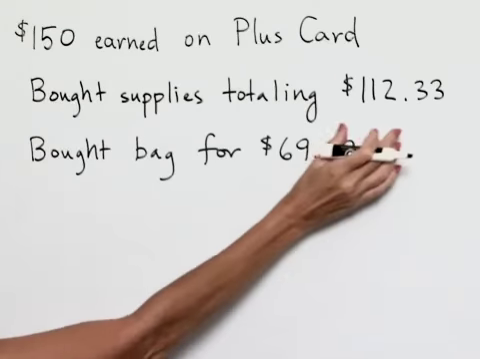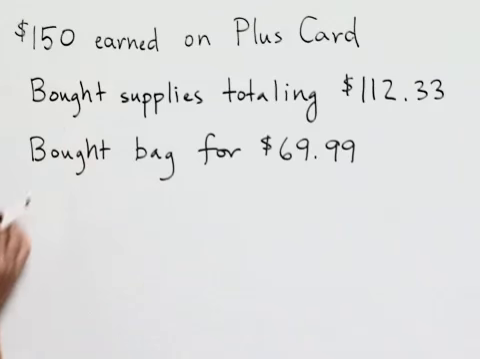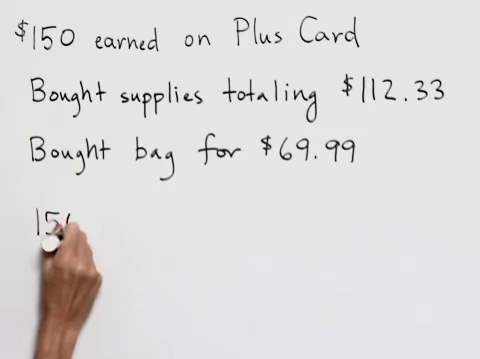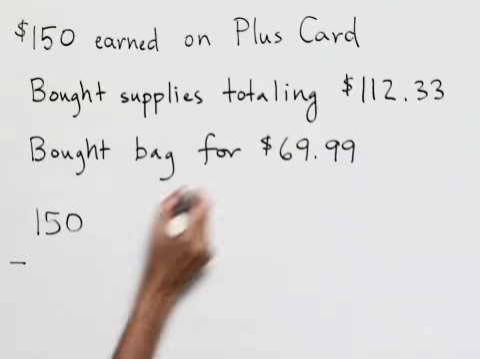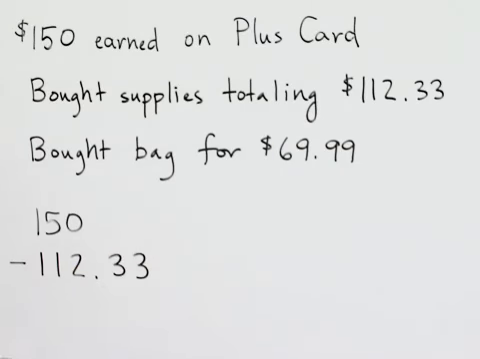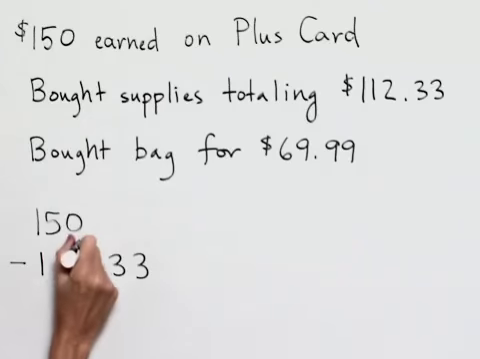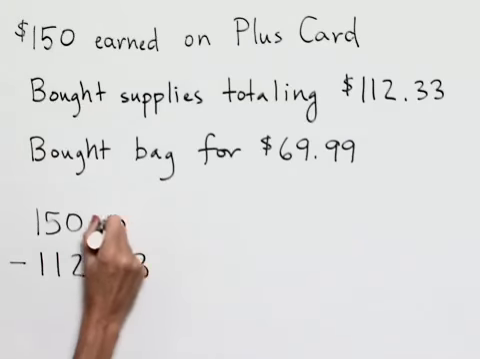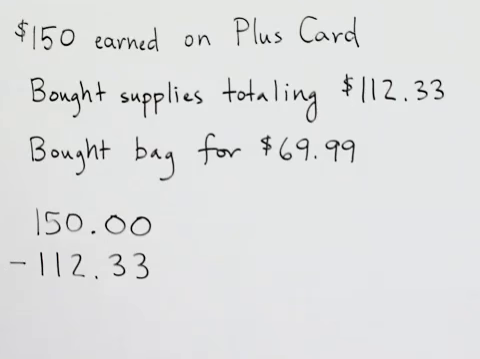We have the supplies that were bought using the $150 card. So we're going to have the $150. We're going to subtract from that the first transaction total of $112.33. Remember that when we're working with decimals, we're going to line up the decimal sign in order to do subtraction or addition, and we'll add on the fact that we had 0 cents. Now we're going to do a subtraction.